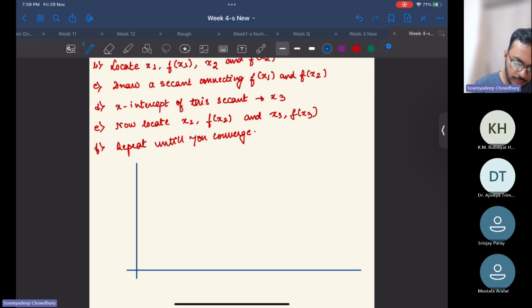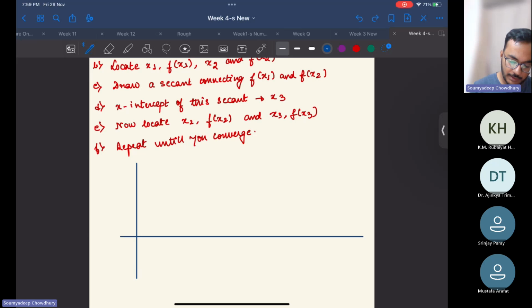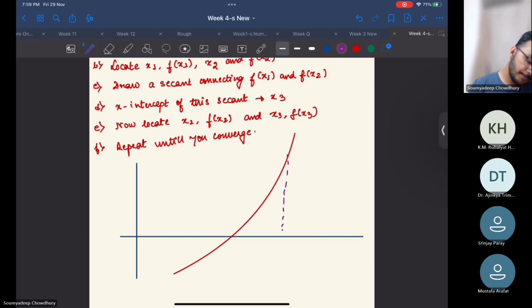One second. Suppose you have the axes like this and you have your plot somewhat like this, and your initial guess is given to you. Say this is the value of x1, and this is the value of x2. So what is your solution here? This is my solution. So x1 and x2 are given to me. Now I'll try to approach the exact solution.